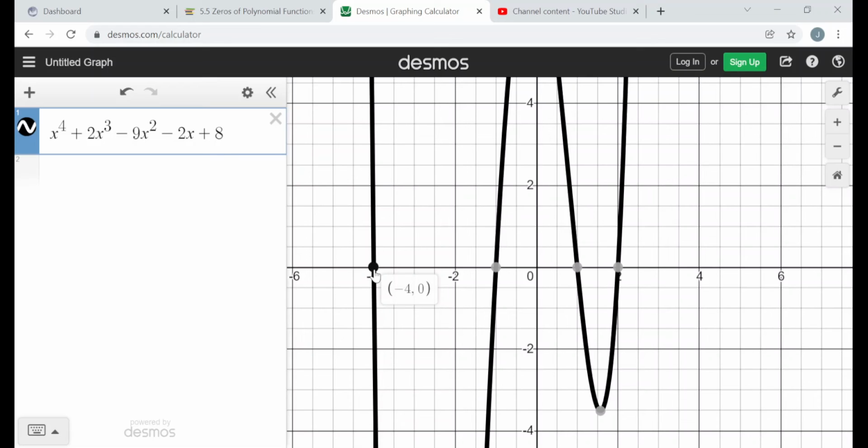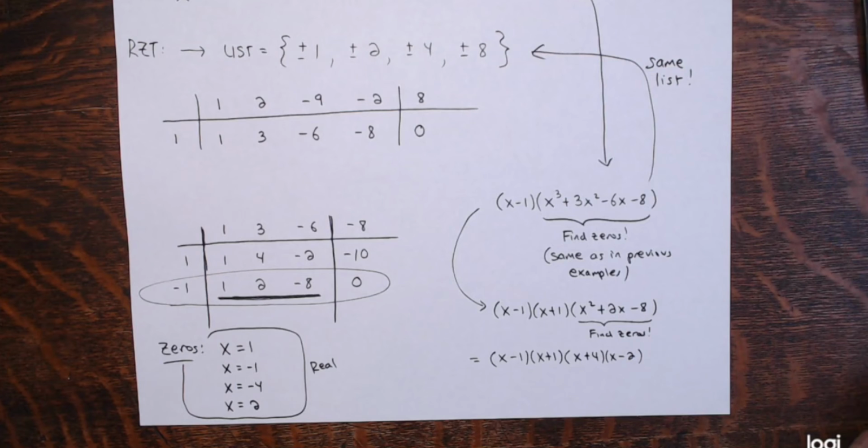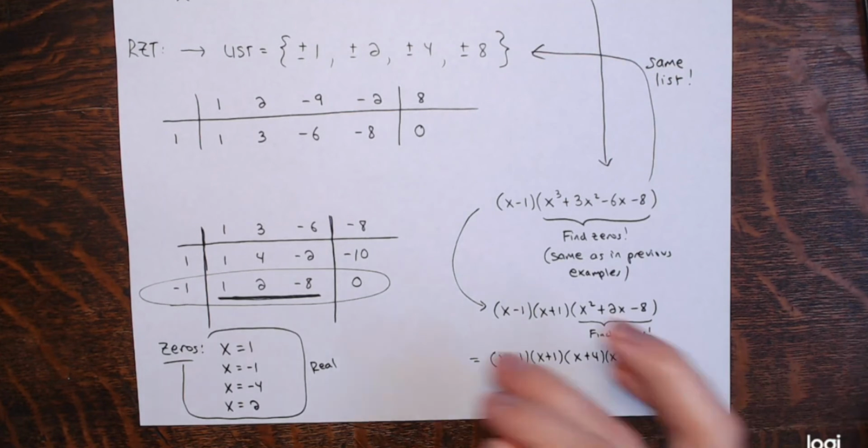There's that -4. That was one of them that I wrote down. -1, that was another one. +1, that was another one. And then +2. The exact same 4 intercepts, 4 zeros I have on my paper here.